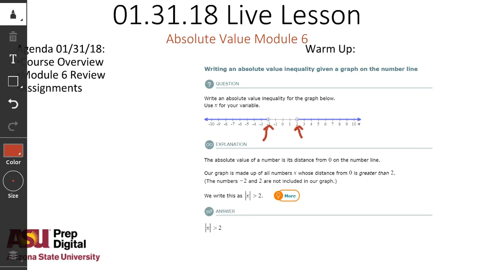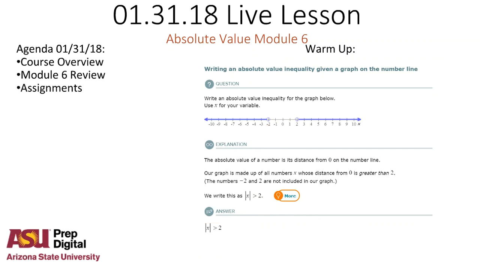So we have the absolute value of x is always greater than 2, so the distance from 0 is always greater than 2. So in this case, we can say the absolute value of x is always greater than 2. And again, we don't use the less than or greater than or equal to sign because both of these circles are open. So there's an inequality using an absolute value in order to represent this graph.